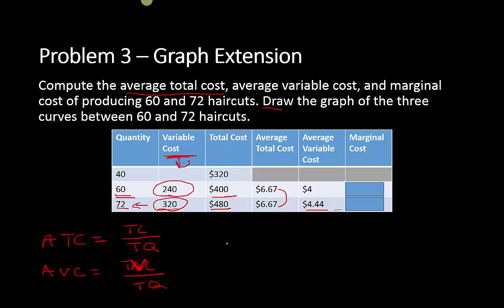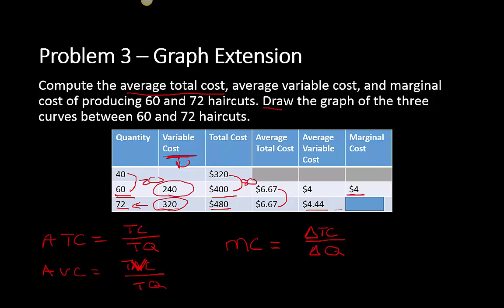Okay, so now the next one is our marginal cost. Marginal cost is a little different than these first two that we've done. What we want to do here is look at the changes, or the margins. So here's our delta, and delta means a change in. So our change in total cost divided by the change in the quantity or the output. For the very first one, we move from 40 to 60. The change in total cost is 80, and the change in quantity, from 40 to 60, is 20. So it's 80 divided by 20, which is 4.